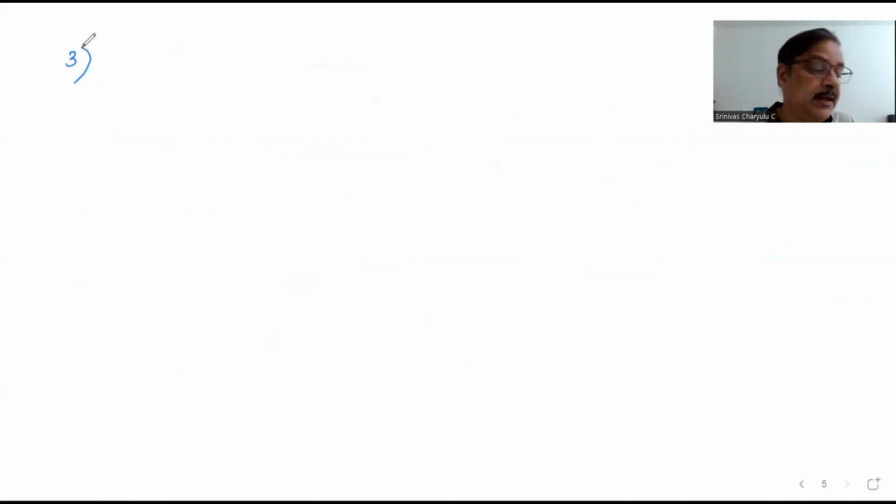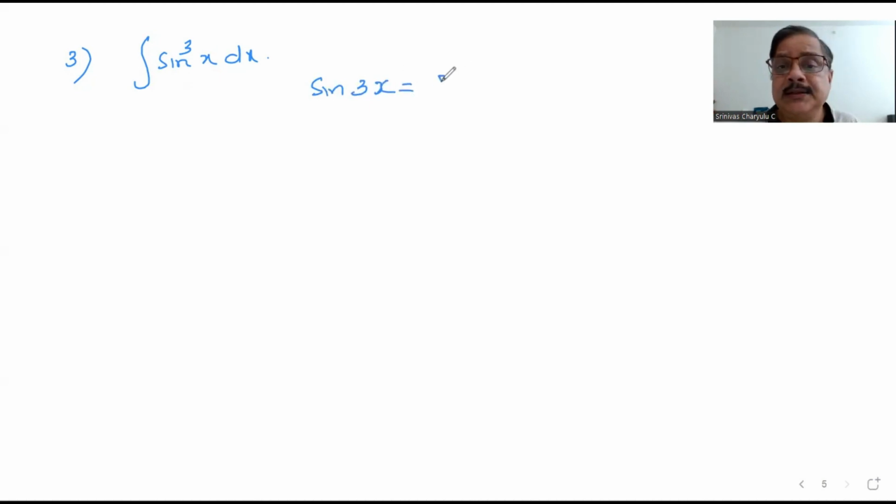Then next time let us try integral sin cube x. So cube came here, so we should use the sin 3a formula. Write down sin 3a, or 3x. Sin 3x is equal to 3 sin x minus 4 sin cube x.